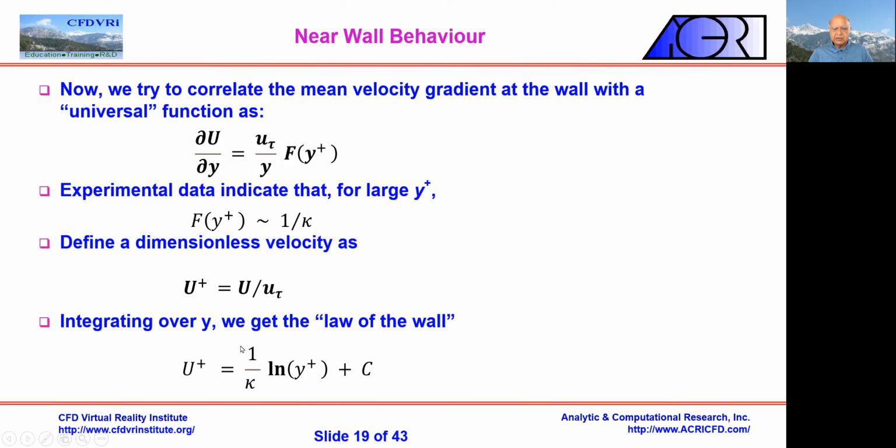If we put it in this equation, what do we get? We get u plus is equal to 1 over kappa log y plus a constant. This is the famous law of the wall, the log law of the wall.